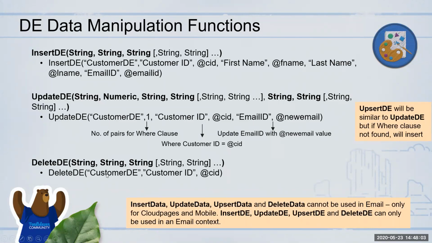Delete is straightforward. You just provide the customer data extension and the where condition, where customer ID equals this value. If I have more conditions for the where clause, I can continue to give those as well. If I have multiple conditions, I just pass all of those here. It will go and delete those records from the data extension. Okay.